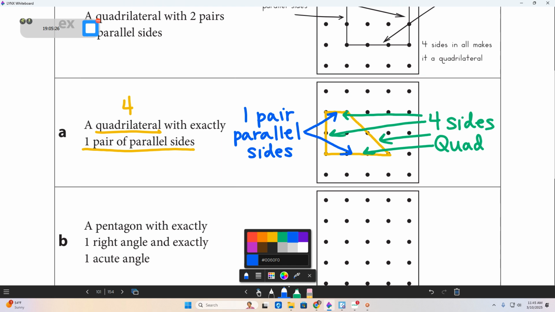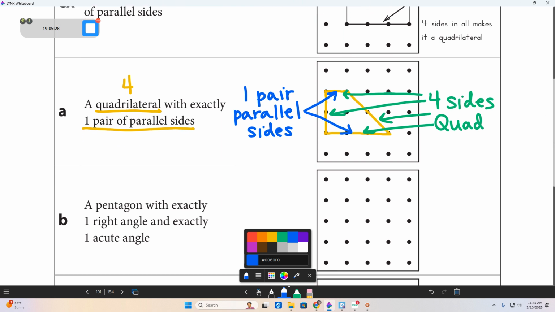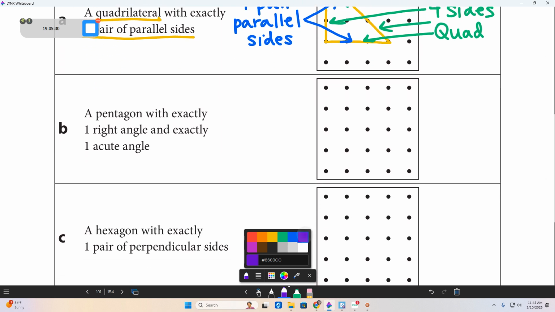Letter B is a pentagon with exactly, okay, pentagon. Hold on, let me start there. A pentagon means it has 5 sides, and it's got to have one right angle and one acute angle. I had a hard time drawing this, I remember, the last time I made a video. So if you have a hard time drawing this, that's okay. I had to really work on making as many angles obtuse as I could, so that way only one was right and one was acute.